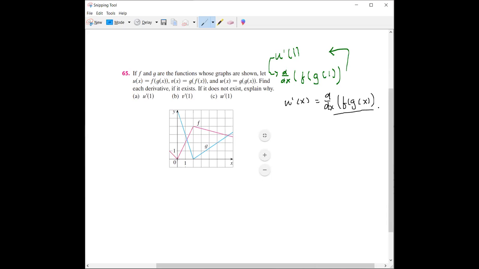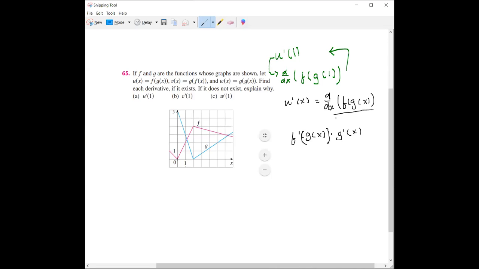We've broken it down. We're using the language of the chain rule. It's just going to be what the chain rule is. We're going to have f prime of g of x times g prime of x. Does that make sense? So we just need to find out what these two parts are.